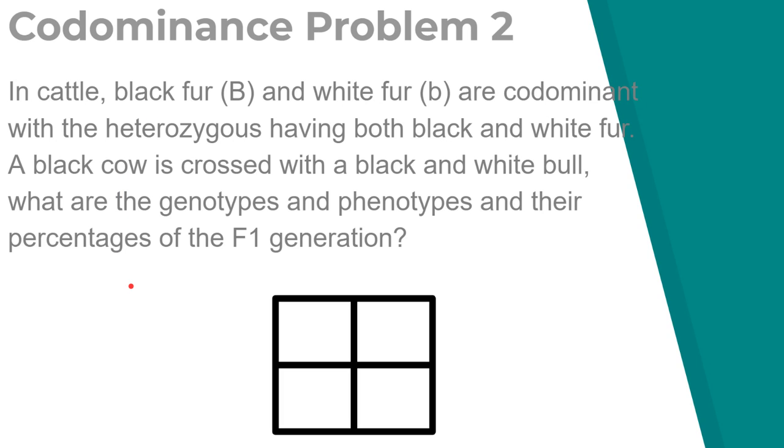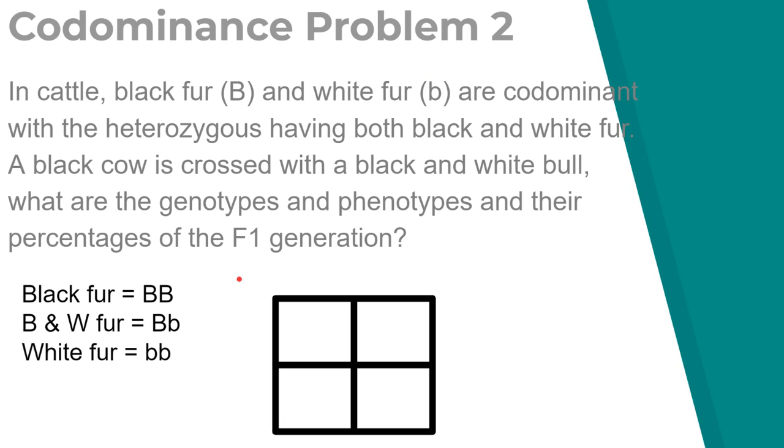So we're going to start with step 1, where we are going to write out the 3 different genotypes and define them. So black fur is big B, so that means black fur has to be big B, big B. The heterozygous is black and white, so we know that black and white fur is going to be big B, little b. And then white fur is little b, so that means that in order to have white fur, you have to be little b, little b.